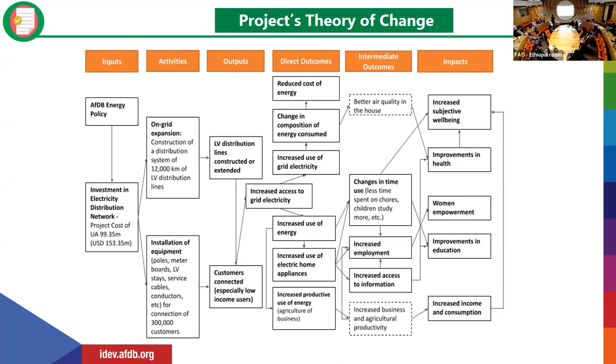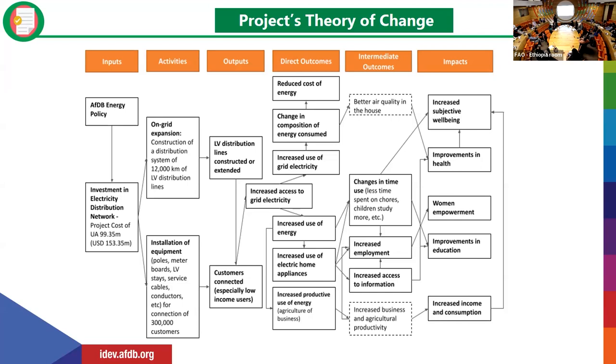So we have a theory of change here that tries to look at the outcomes that we were interested in. And you can see that we wanted to see the effect of access on reduced cost of energy, change in composition of energy consumed, increased use of grid electricity, increased access to grid electricity, increased use of energy, increased use of electric home appliances, increased productive use of energy. And this is particularly important because it is not just about access to electricity, but what do households actually do with that access? So that was very, very critical, and it's a critical strategy of the bank to ensure that when households access that electricity, they use it for productive purposes.